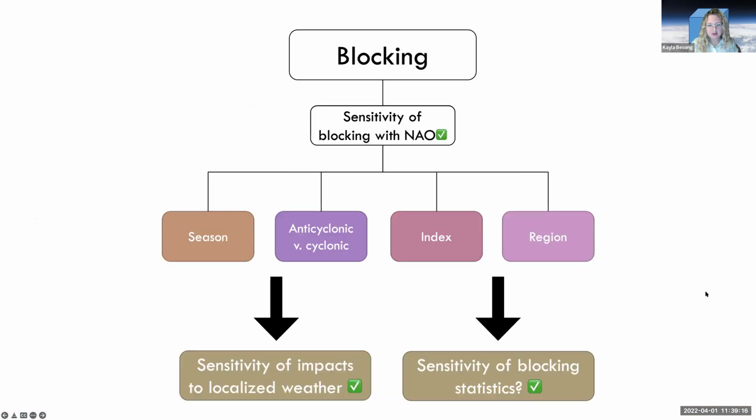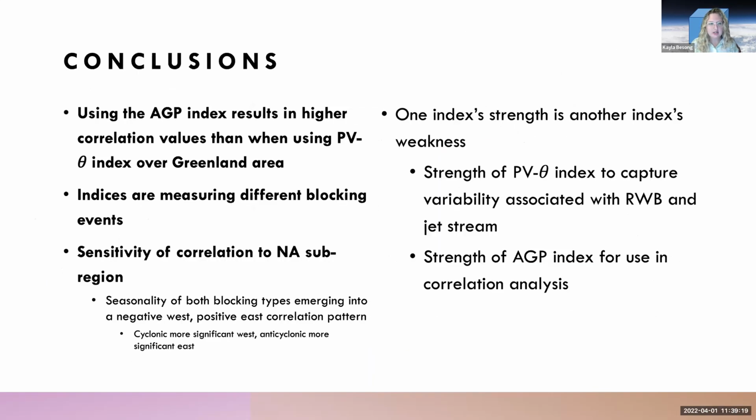Okay, so we've checked all of our boxes. And again, let's highlight the conclusions of this second part. Using the AGP index results in higher correlation values than when using the PV theta index over the Greenland area. We also saw that the indices are measuring different blocking events. Further, we saw the sensitivity of the correlation to subregion, with the negative west, positive east correlation pattern emerging. Lastly, we've seen that one index's strength is essentially another index's weakness.